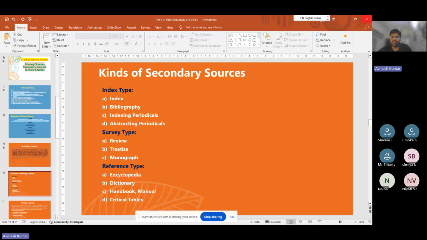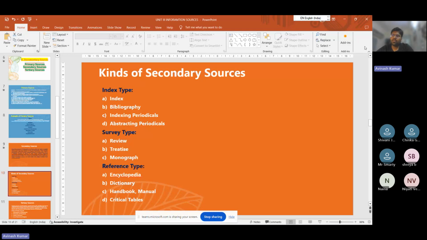Index type, like index, bibliography, indexing periodicals, abstracting periodicals. Survey type: review, treatise, monographs. Reference type: encyclopedia, dictionary, handbook, and manual. Critical tables. So these are the secondary sources. For the index type, you must know what the index is, what the survey is, and what the reference is.